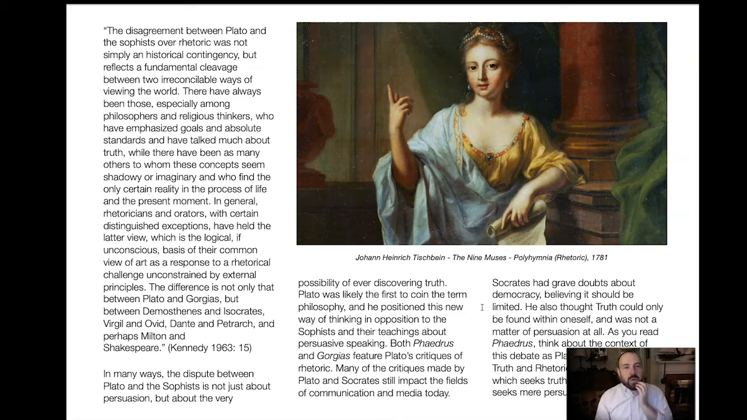Right? We can talk about it today in terms of social media. How are the Russians manipulating our democratic elections in 2016 and even now? How is media being used to deceive people? These are the kinds of critiques that Socrates was making about rhetoric. He's saying it moves us further away from the truth.